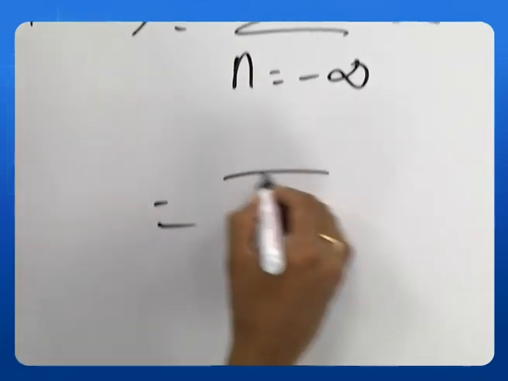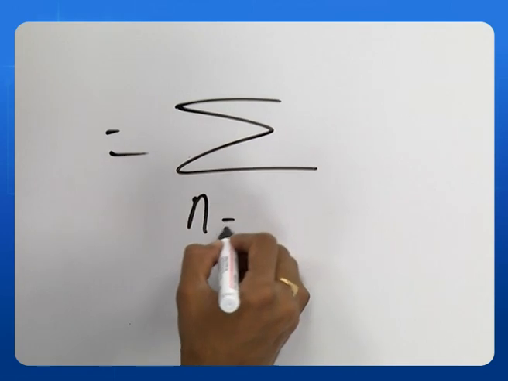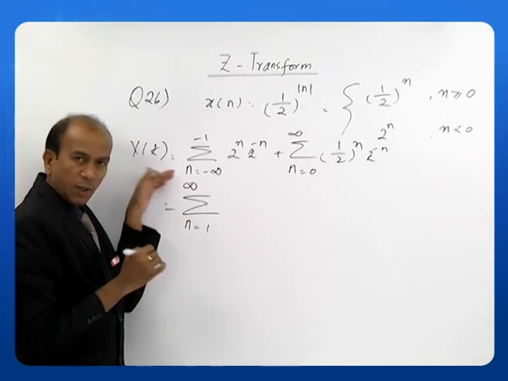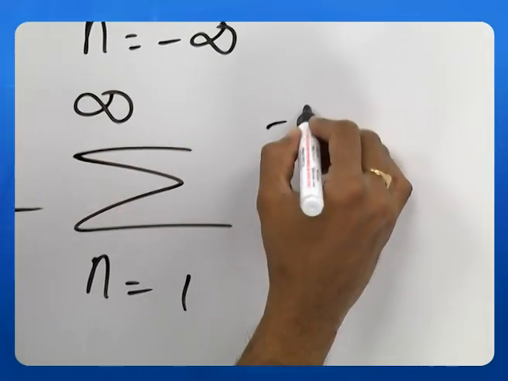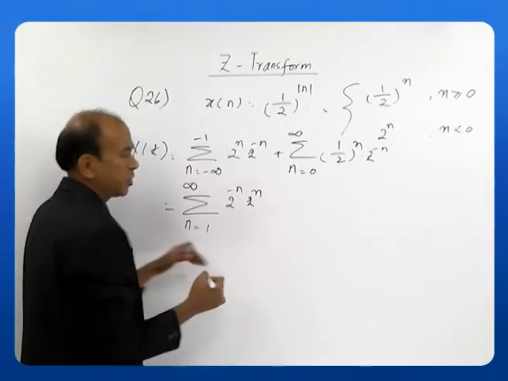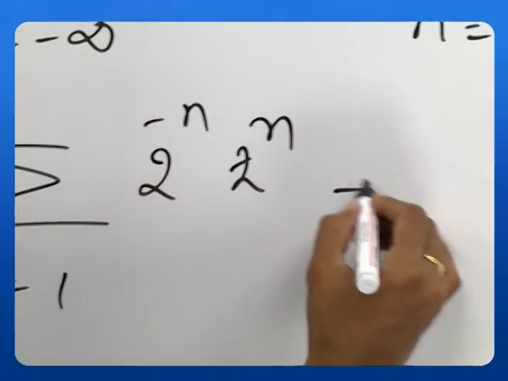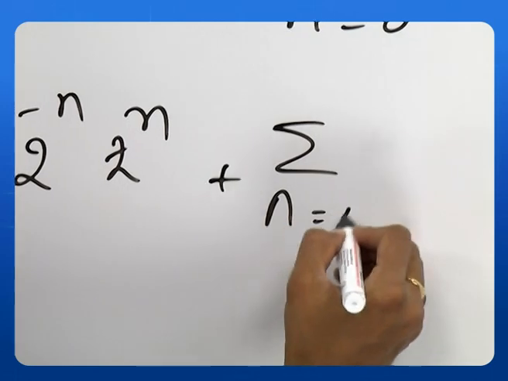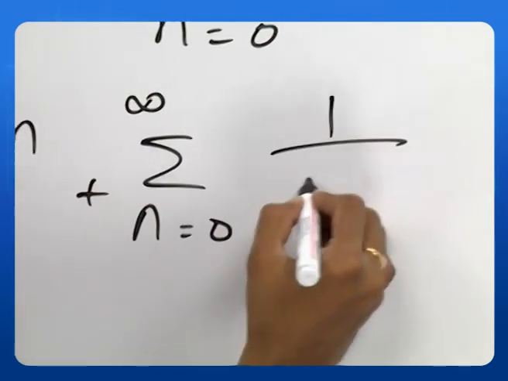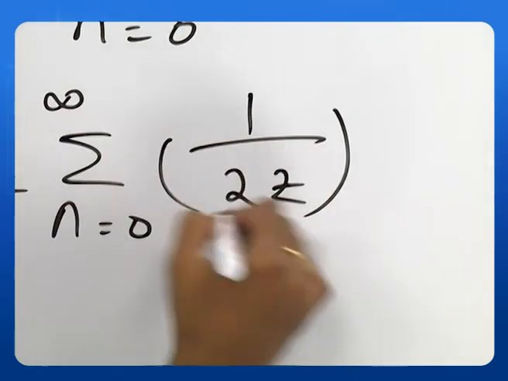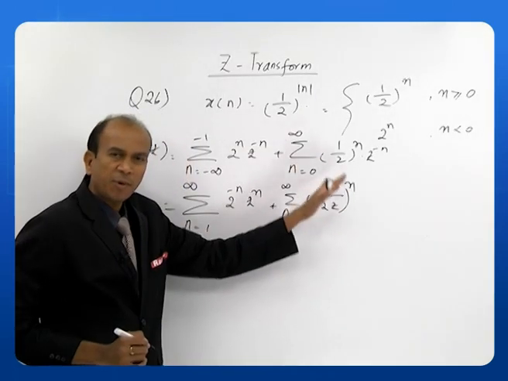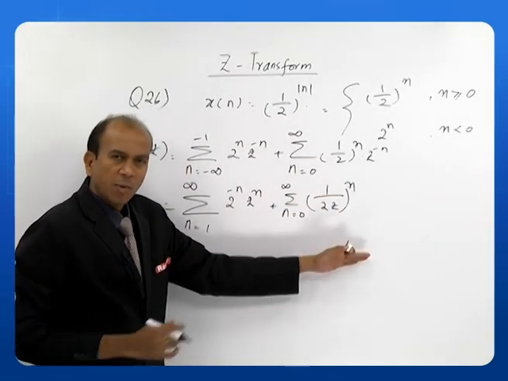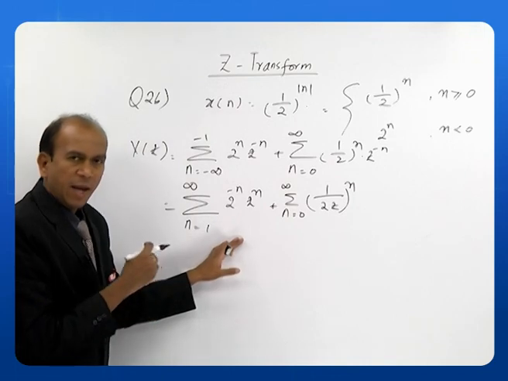Now let us take this further. So this I can write as n is equal to 1 to infinity, and I will convert this to the power of minus n, z to the power of n, plus n is equal to 0 to infinity (1 by 2z) whole to the power of n. This is a familiar formula which you have done so many times, you can just put it down directly, but this has to be thought a little.